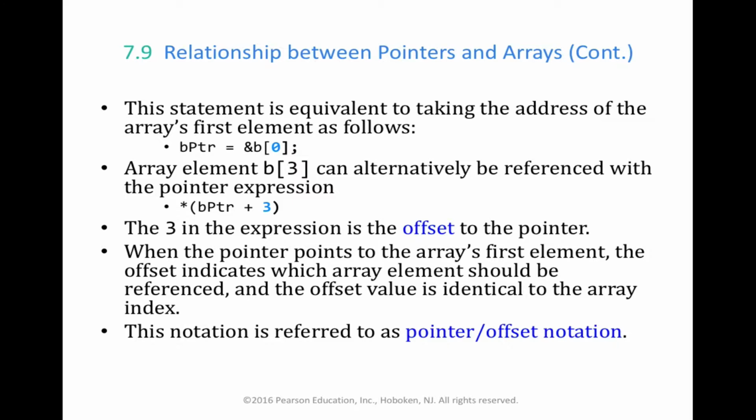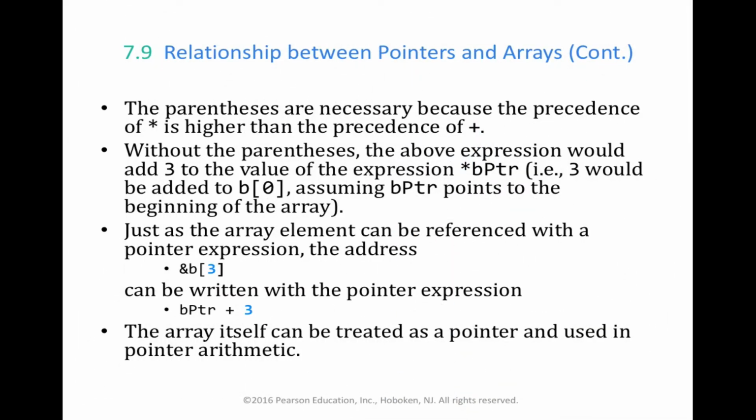When the pointer points to the first element of the array, the offset indicates which array element should be referenced, and the offset value is identical to the array index. This is called pointer offset notation, for those of you who are interested in vocabulary. The parentheses are necessary because the precedence of the dereference is higher than the precedence of the plus.